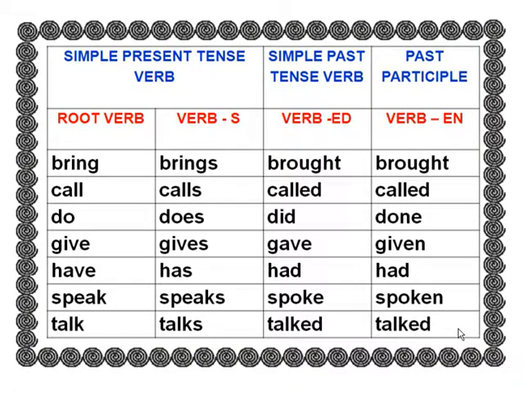Now, if you notice, sometimes all 4 forms of the verb are different. Do, does, did, done. Give, gives, gave, given. Speak, speaks, spoke, spoken. But sometimes the simple past tense and the past participle have the same form. Brought, brought. Called, called. Had, had. Talked, talked.